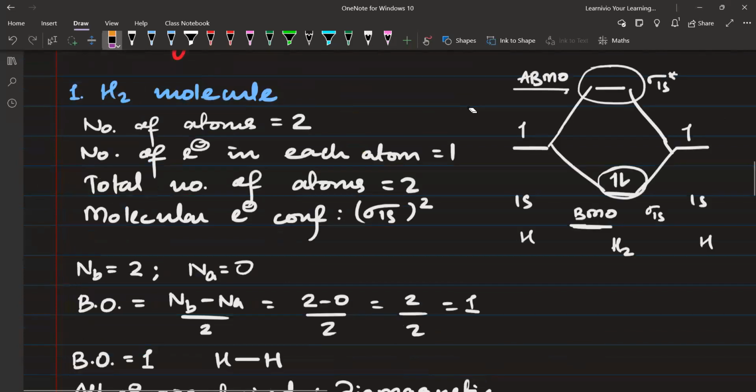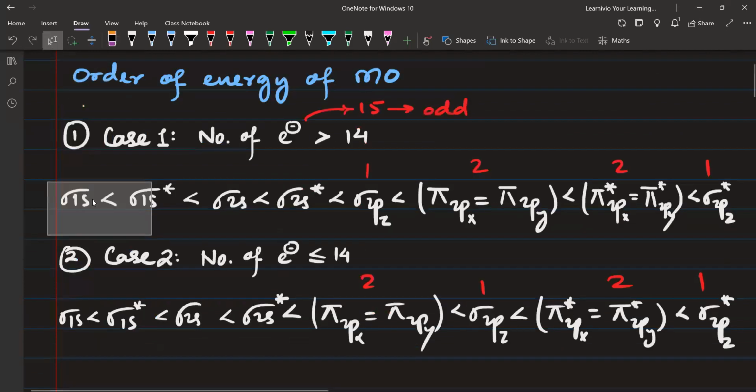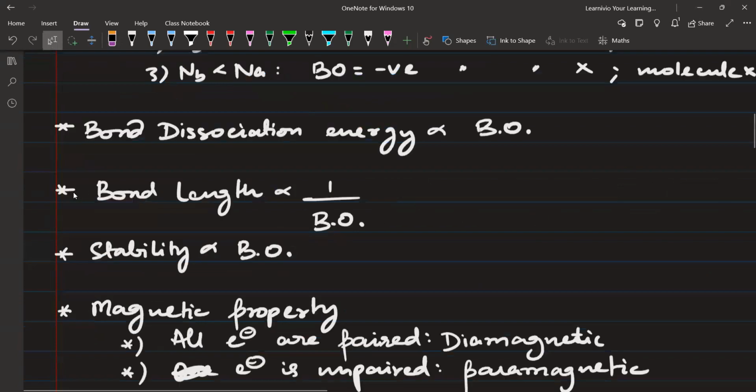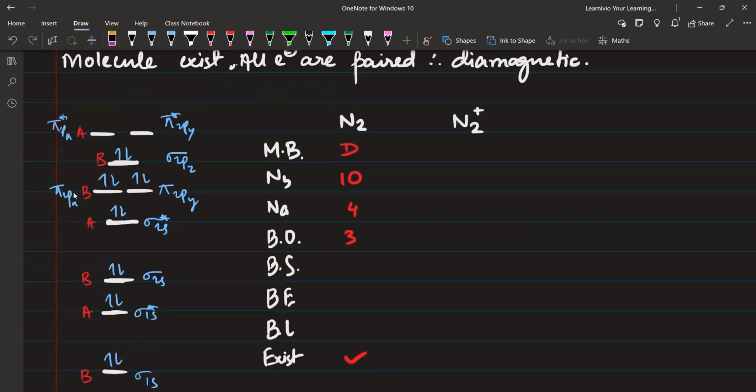It is new for you, so a little confusing. Lowest energy is sigma 1s. I hope you guys know this now. Okay, fine. Sigma 2pz. So we are going to remove the electron from the sigma 2pz.